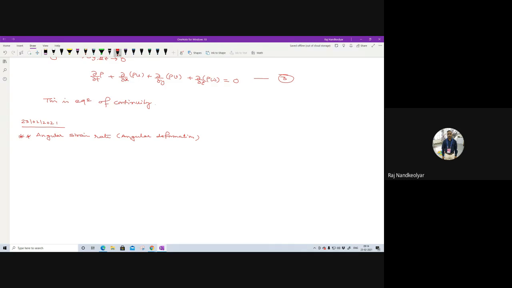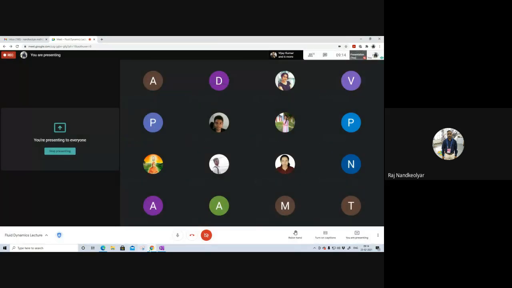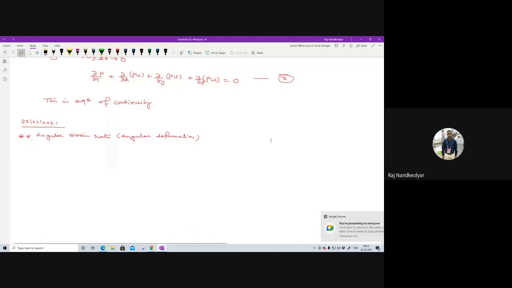So in order to understand about the angular strain rate, we'll consider a two-dimensional fluid element. First of all, what is angular strain rate? Am I clearly audible to you? Yes, sir. Okay. So the angular strain rate or the rate of shear strain, they are actually the same. We have already defined what is shear strain.